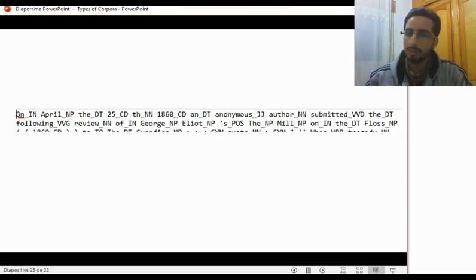Now this gives an extra value to the corpus, and it makes corpus analysis easier in case you are interested in parts of speech. At this point, you might be wondering, how the hell can I do this? How can I tag the whole text?